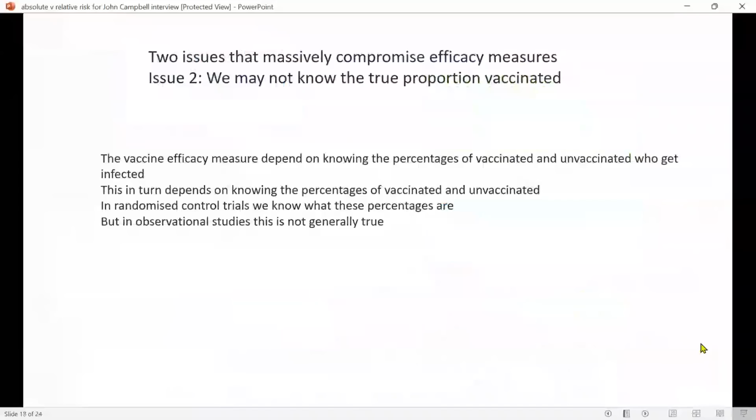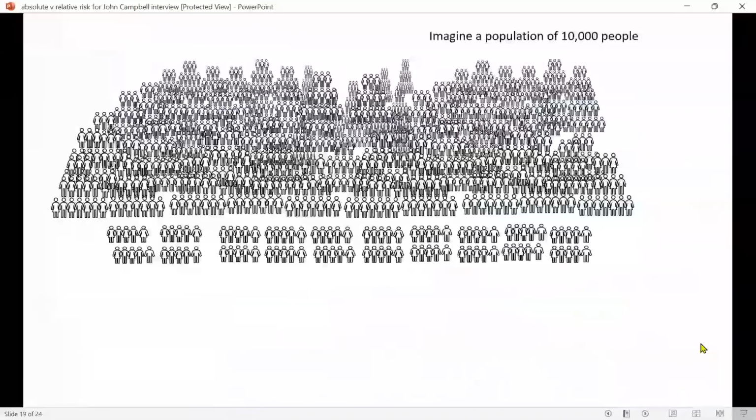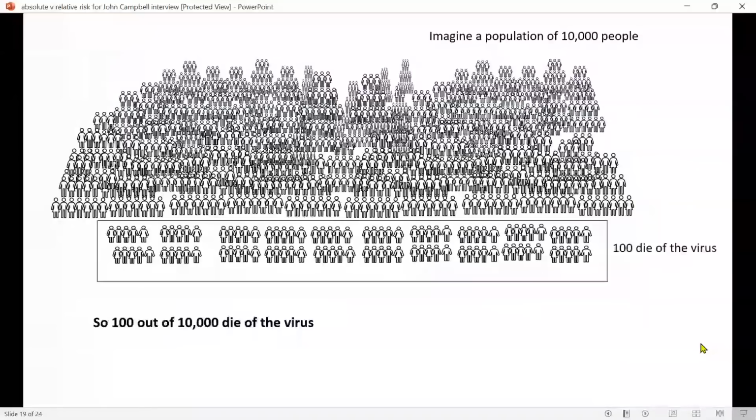So imagine we've got a population of 10,000 people, and let's say, in this case, I'm going to talk about dying from a treatment. I'm not going to talk about a vaccine, just any treatment. Just suppose 100 people die of this disease, right? So we've got the 100 people there. So 100 out of 10,000 die of the virus, which is a mortality rate of 100 per 10,000, right?